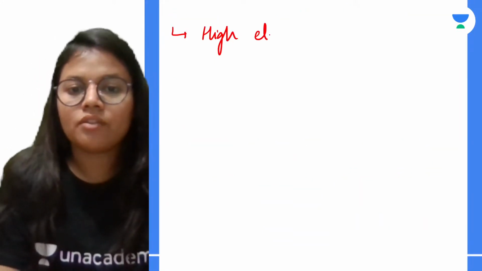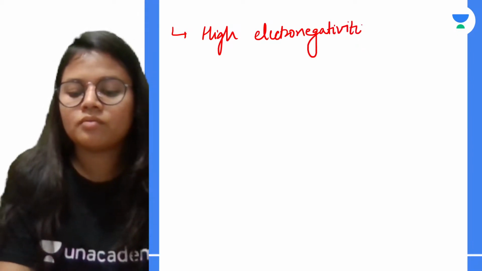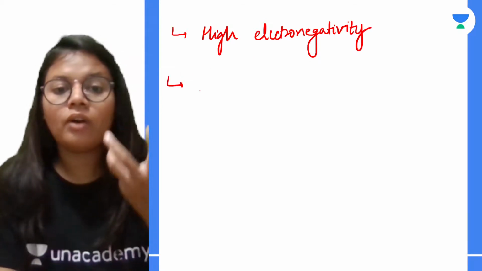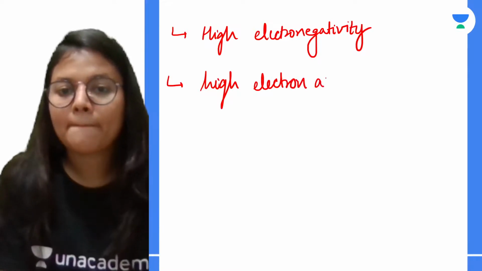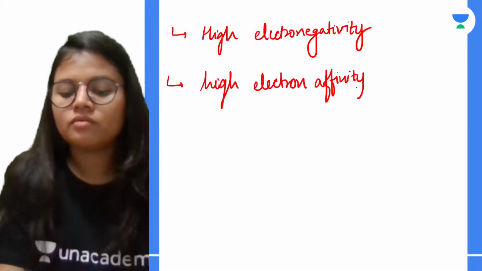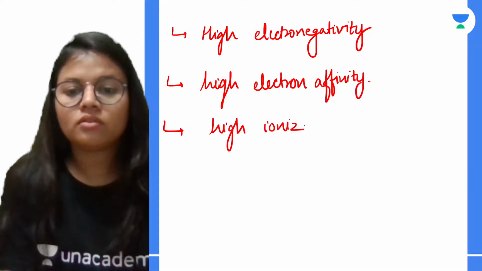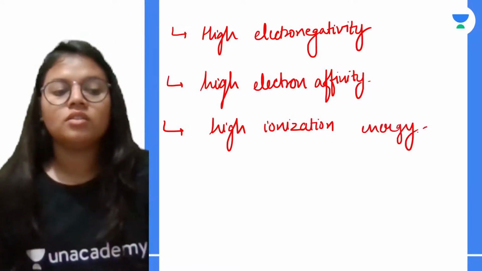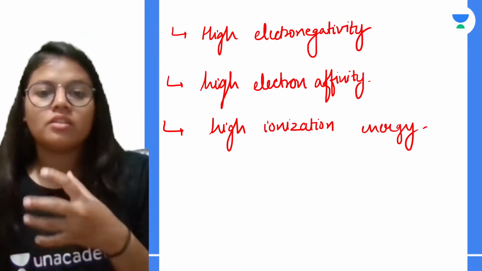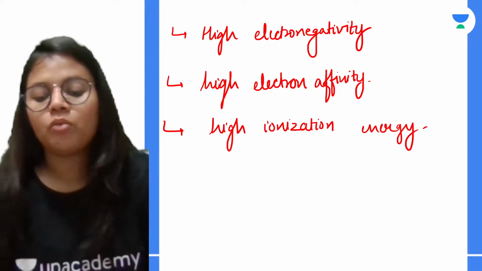Next, they should be having high electronegativity. So basically here we need every value to be high, right? High electron affinity and high ionization energy. Okay, so these are the conditions for formation of the covalent bond.